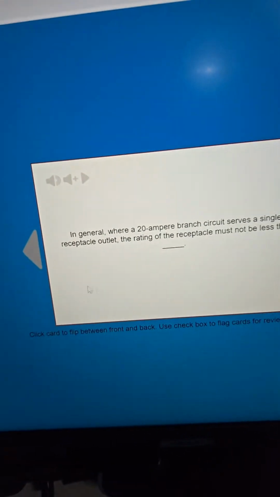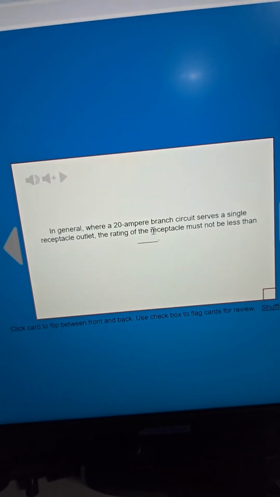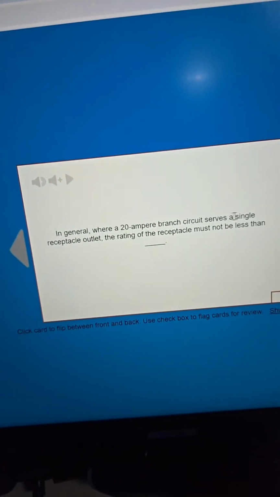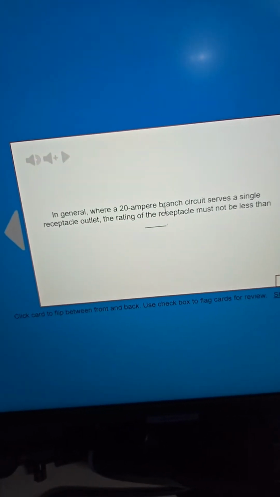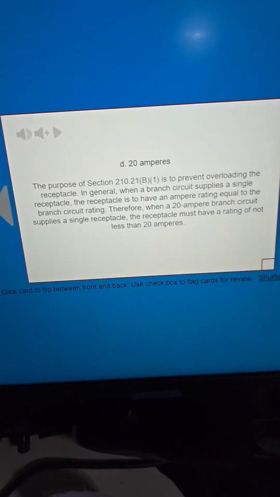Oh well. In general, where a 20 amp branch circuit serves a single receptacle outlet, the rating of the receptacle must not be less than. So 20 amp branch circuit serves a single receptacle outlet. It's going to be 20 amps. It has to be 20 amps. There you go. Okay, that is all the questions.